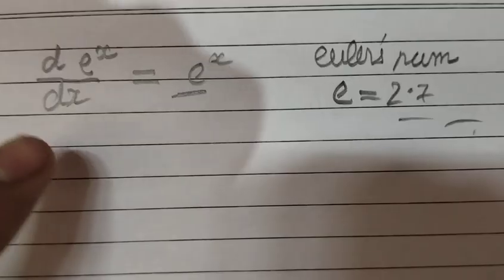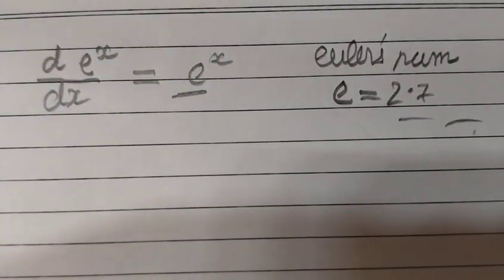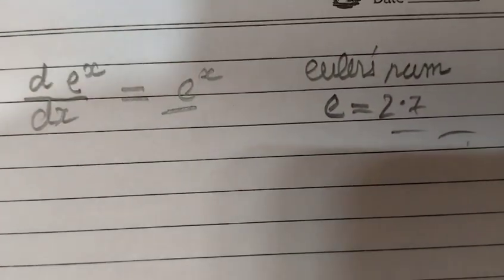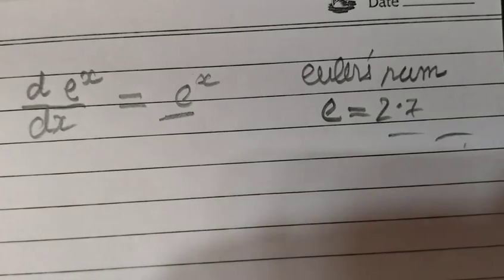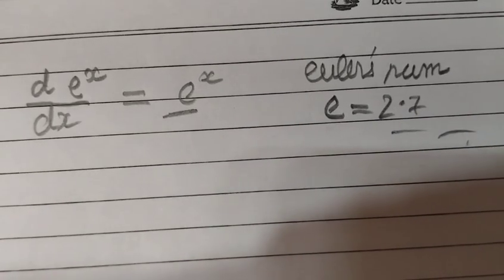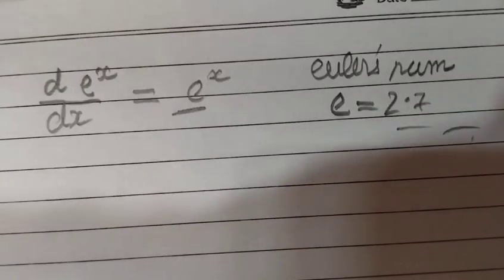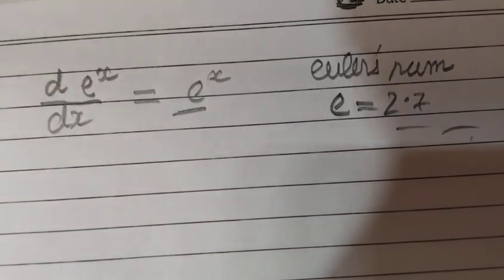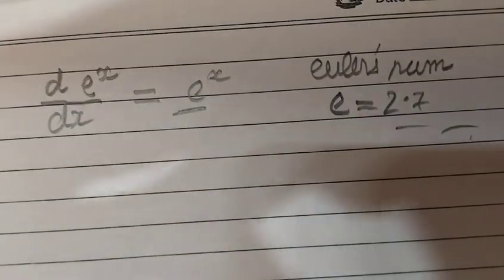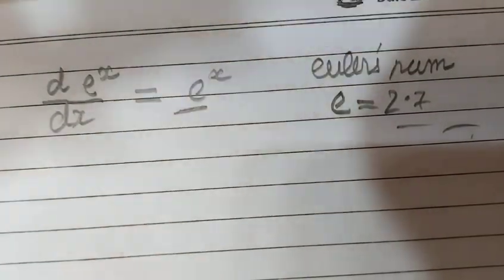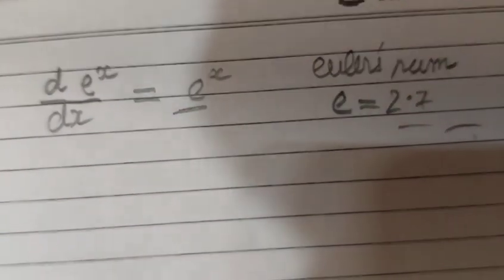So this is a very special case because the derivative of Euler's number raised to power x is equal to Euler's number raised to power x only. This is actually an exponential number. It appears in exponentials, etc. This is its amazing property. It is the derivative of itself.